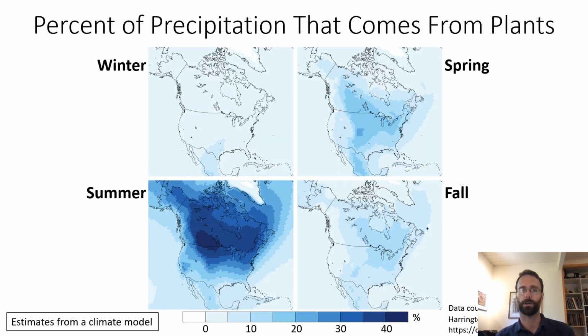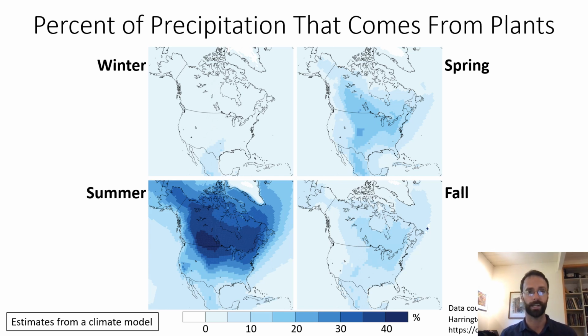The pumping of all this water vapor into the atmosphere by plants directly influences where, when, and how much it rains. What I'm showing here is an estimate of how dependent North America is on plants for precipitation. That is, what percentage of all precipitation occurs from water vapor that was released into the atmosphere by plants. Once that water leaves the plant as water vapor, it travels in the atmosphere until it condenses and then falls out as precipitation. As I mentioned, these results were estimated with a climate model from the National Center for Atmospheric Research.